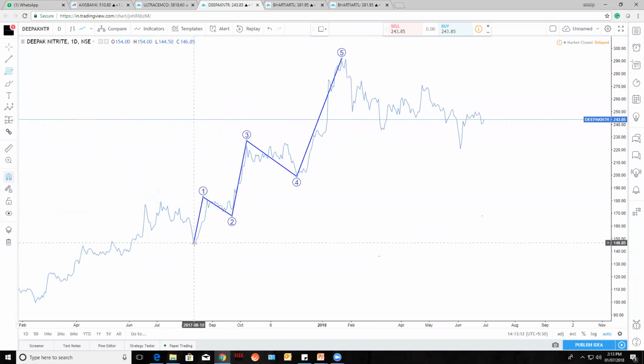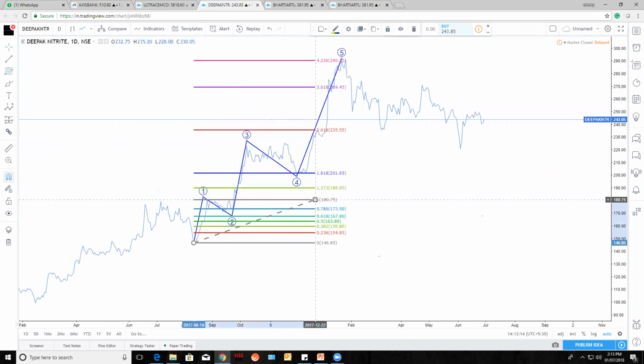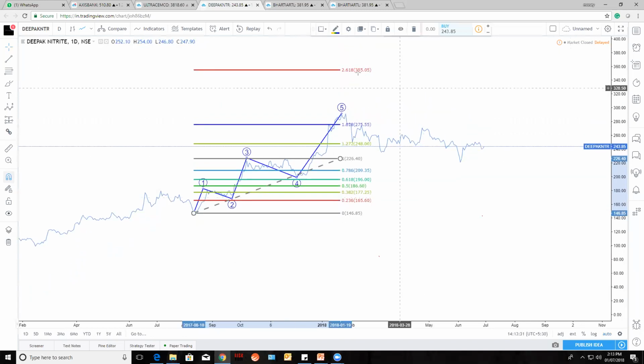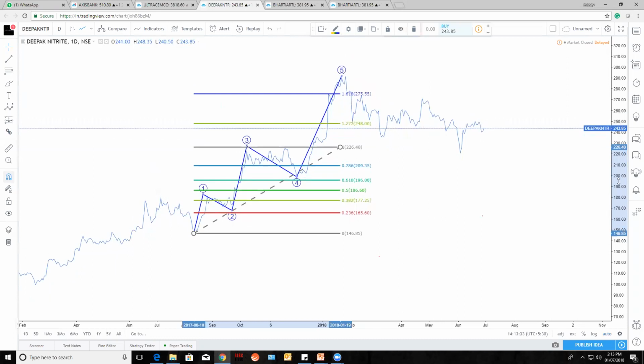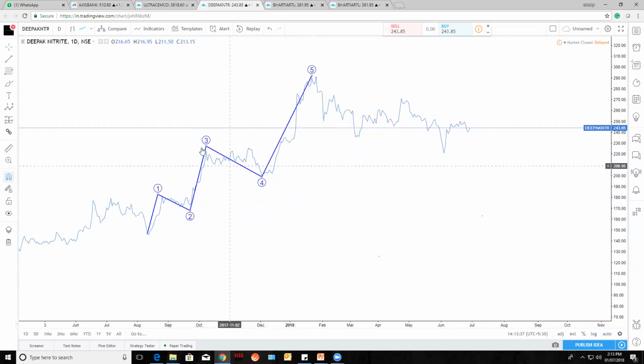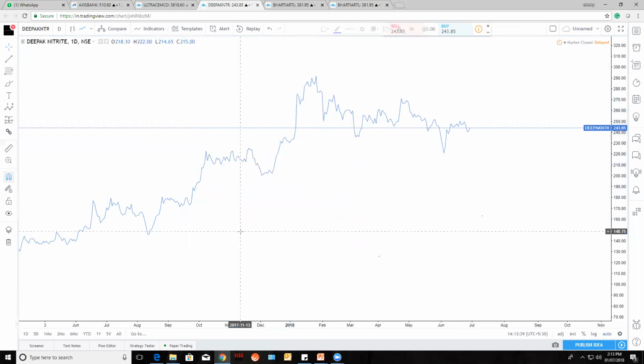Fibonacci, let's say this is a 0 and this is a 1. It should end more than or at least at the 161%, that is 1.618. Okay, check with the third wave. So minimum this is 1.272 and maximum it is 1.618. It can go up to 261% also. But the minimum targets are achieved. Let's say we are here.